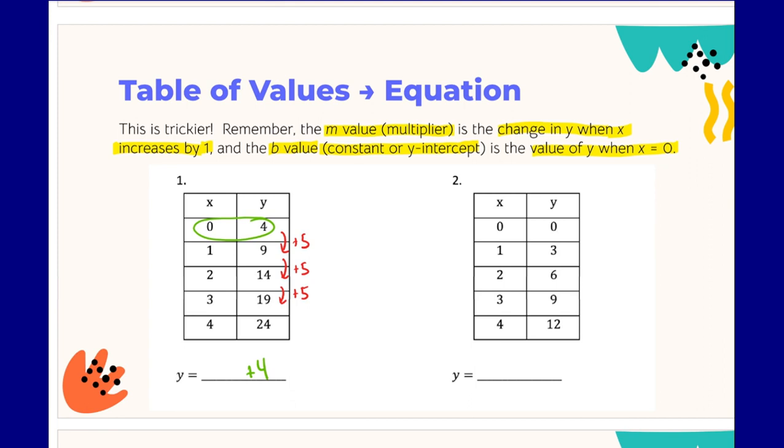One thing we do want to make sure, though, is are the x values increasing by 1? Is it an increase of 5 for every one position? In this case, yes, it is. So that means my m value is going to be 5. Or if I want to calculate, change in y changes by 5, divided by the change in x, which is changing by 1, which equals 5. So my equation is going to be y equals 5x plus 4.